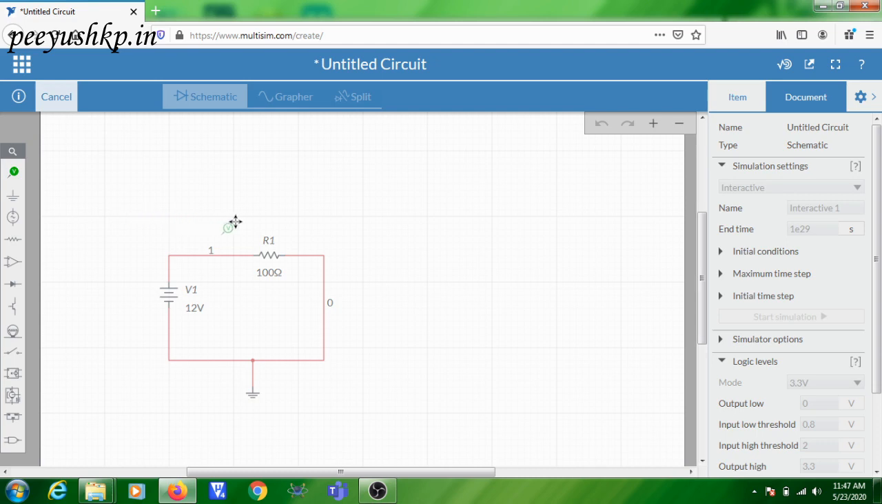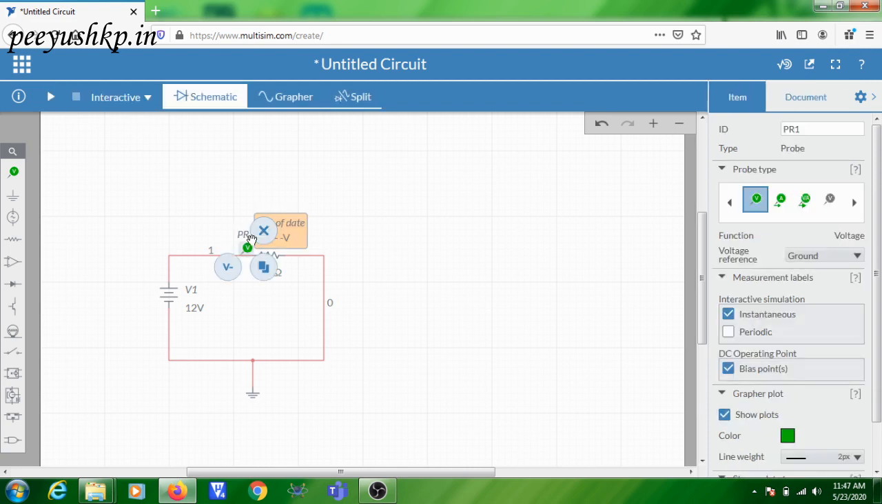You are going to measure the voltage across the resistance. So keep one voltage probe here. When you keep it on the circuit, you will get a concentric circle. Click on that. Now you have added the positive terminal of the voltage probe there. Whenever you need to measure a voltage across a component, the positive terminal should be connected to one side and the negative terminal to the other side of the component.